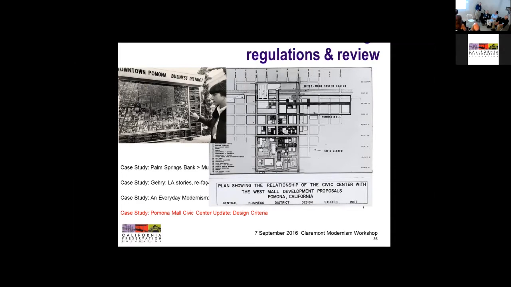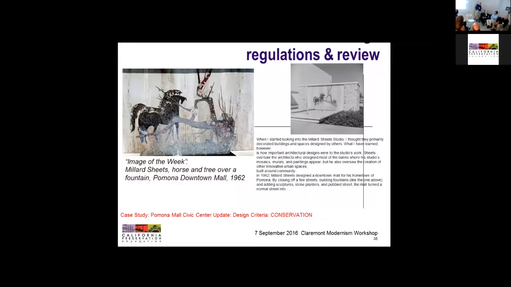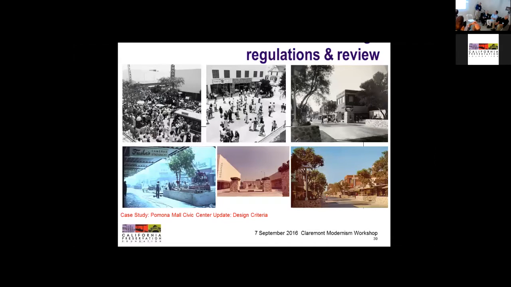But it still gets to the question of what of this do you preserve, and of course there's a conservation issue with the tiles, and especially with the travertine.